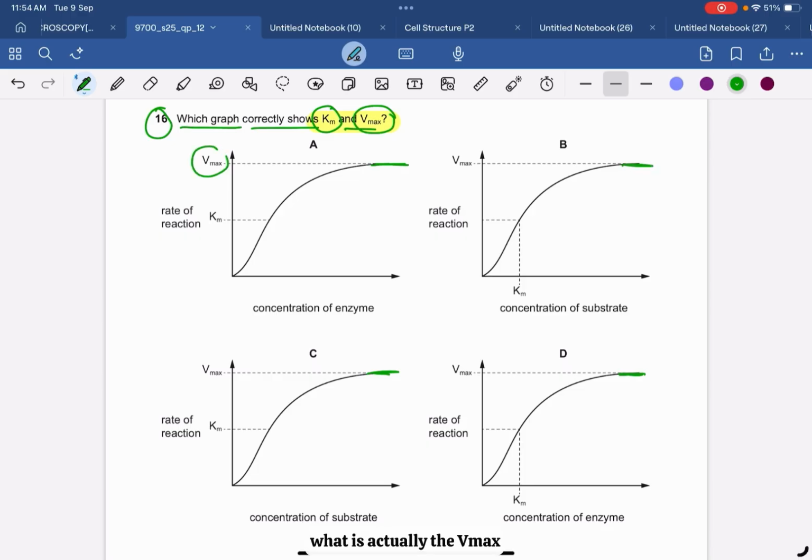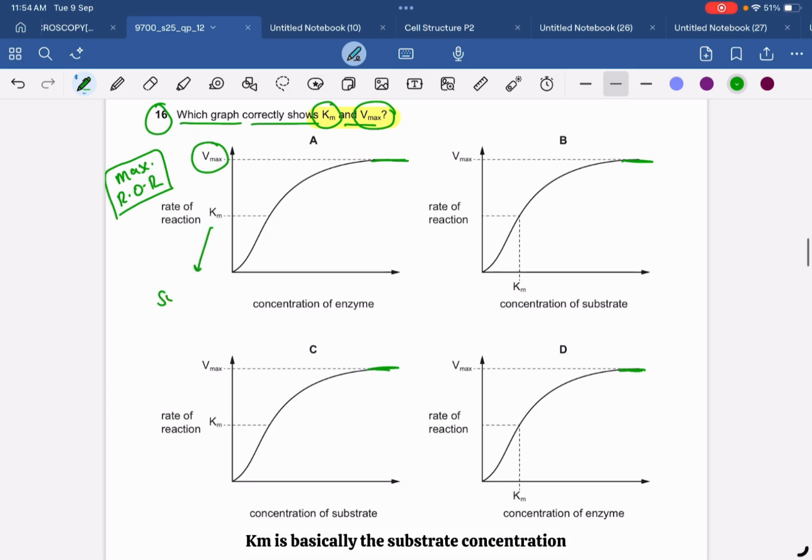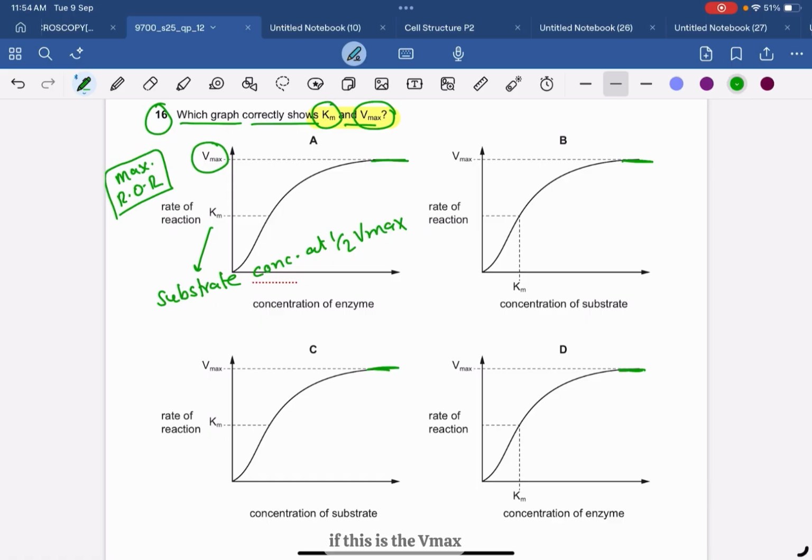So what is actually the Vmax? Vmax is basically the maximum rate of reaction of the enzyme, right? And what is the Km? Km is the substrate concentration at half Vmax. So for example, if this is the Vmax and this is half Vmax, then Km is the substrate concentration at half Vmax.